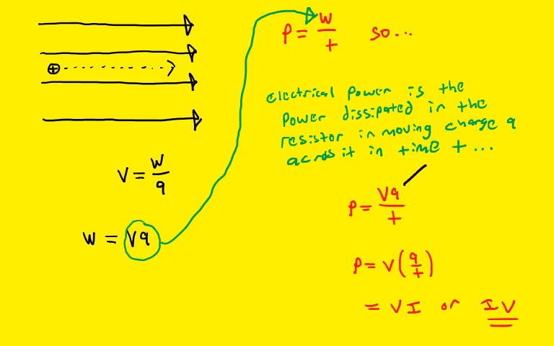VQ over t, we have that here. Q over t, how much charge in a period of time, is I. So this is how we calculate electrical power. It's the current times the voltage. And that's why that is. It comes directly from what we've known about power.